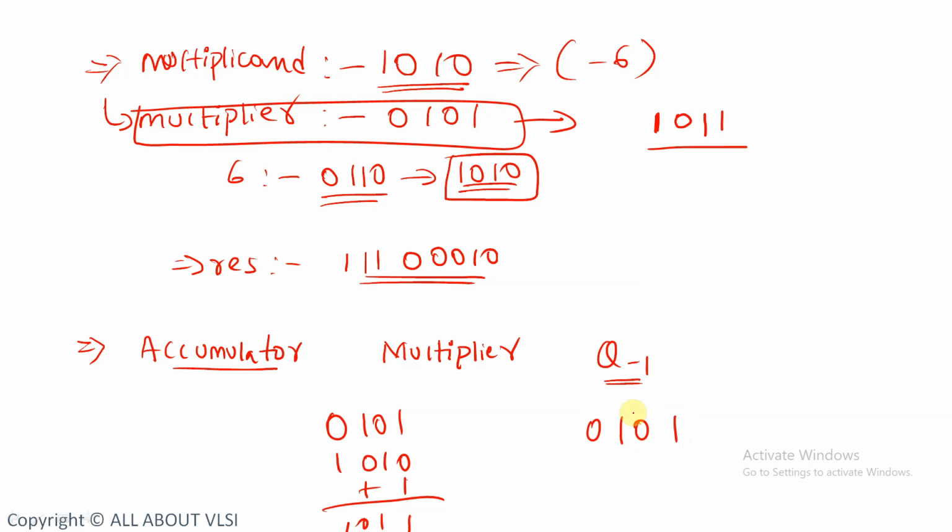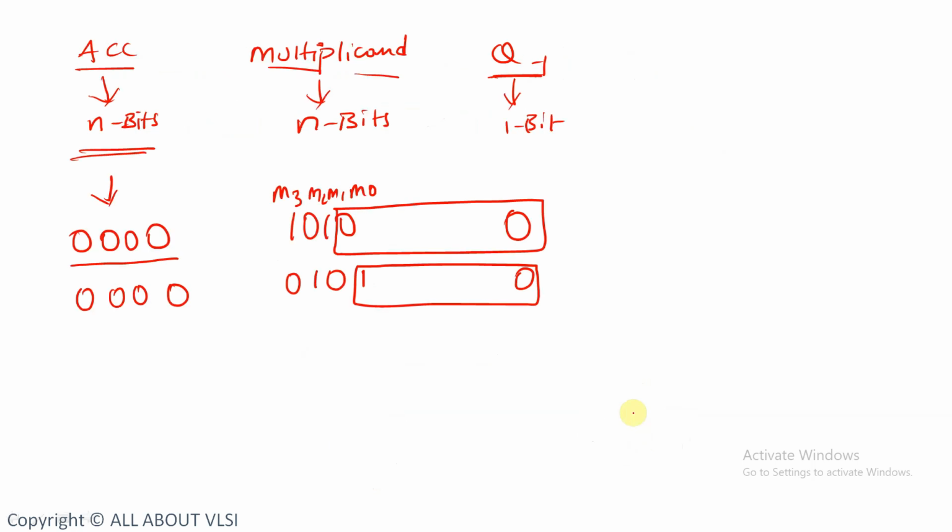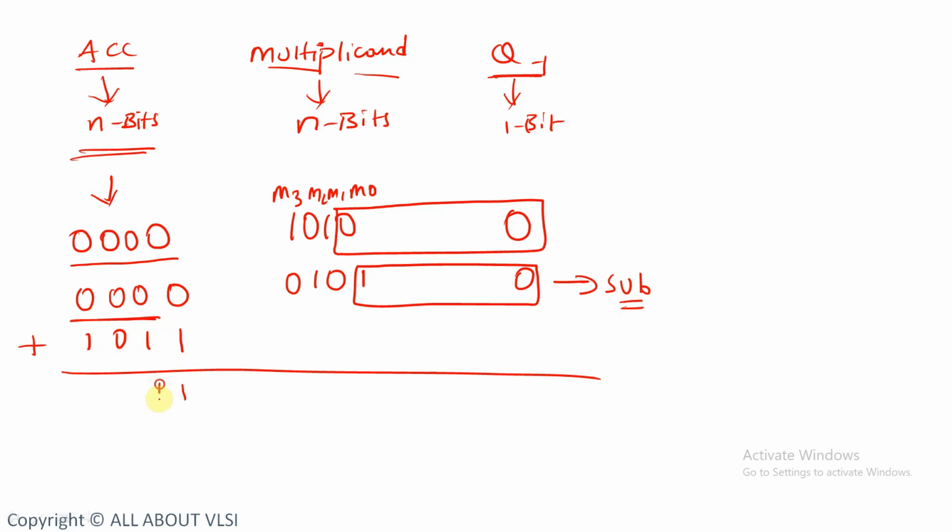I'm performing the 2's complement of this, so that I can perform the subtraction operation here. That is, I'm going to add the 2's complement to my accumulator. So the addition gives the resultant 1 1 0 1. The multiplicand is written as it is, that is 0 1 0 1, and this LSB is also written as it is. After doing this, we should again shift the bits right by one position.